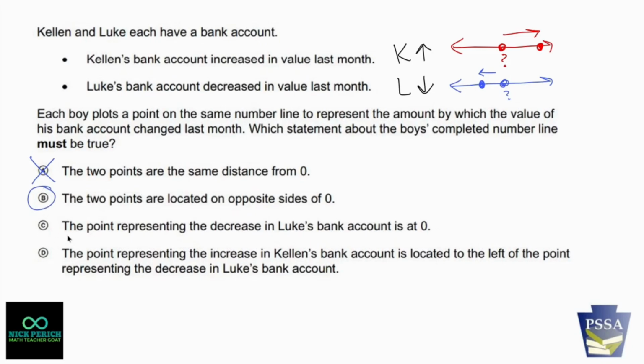Let's see why these are wrong. The point representing the decrease in Luke's bank account is at 0. Now, that would mean no increase or no decrease, so that doesn't make sense. And then D says the point representing the increase in Kellen's bank account is located to the left of the point representing the decrease in Luke's bank account. We don't know, and this considers that positive values are to the left of 0, which is not true. This also shows that negative values are to the right of 0. That's also not true. So the only one here that makes sense is going to be B.